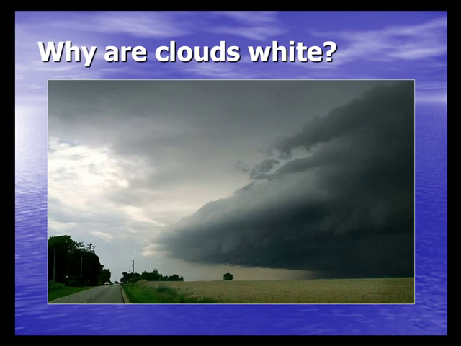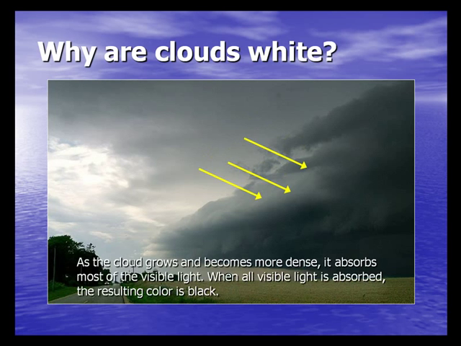One is as a cloud grows more dense, it absorbs most of the visible light. When all visible light is absorbed, the resulting color is black. Second, as the size of the cloud drops increase, they also absorb more light, leading to a darker appearance. Bottom line, the denser a cloud is and the more water in the cloud, the darker it will be.